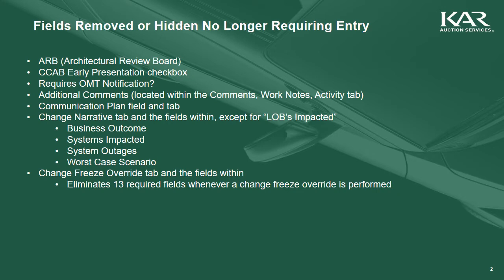And the big one here, the change freeze override tab, it's going to eliminate 13 required fields whenever you conduct a change freeze override. That's a big one. Now, keep in mind, change freeze override process is still going to require the CIO approvals and everything else. Nothing else has changed. You just will no longer have to fill out all these fields.